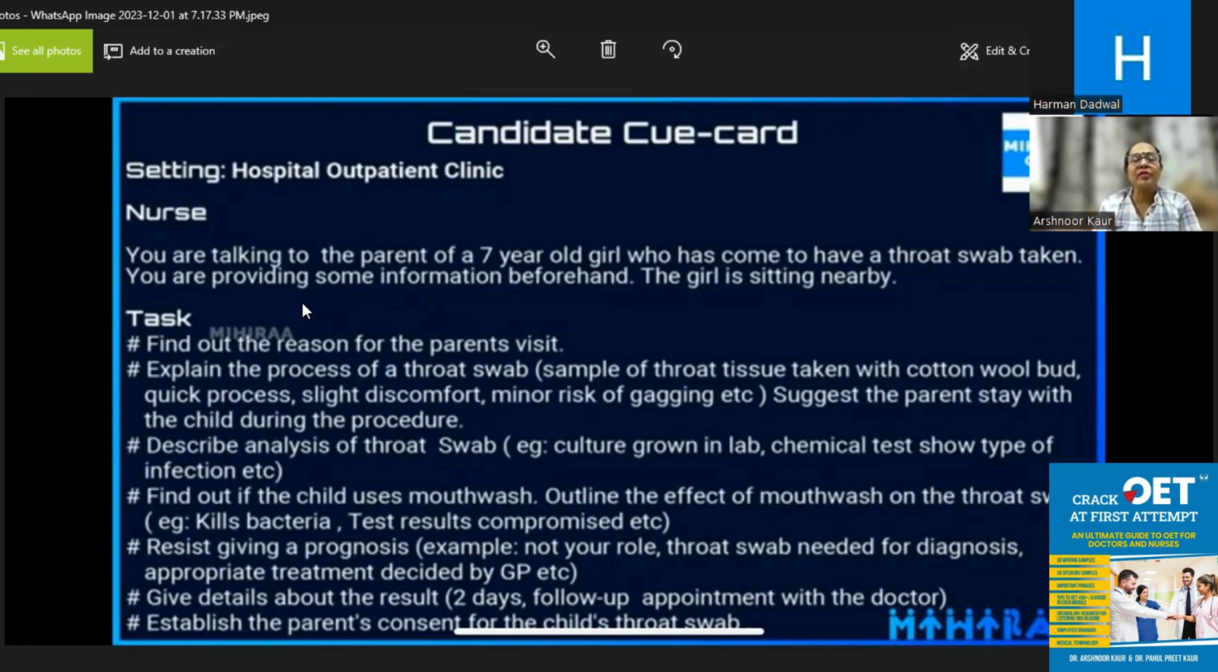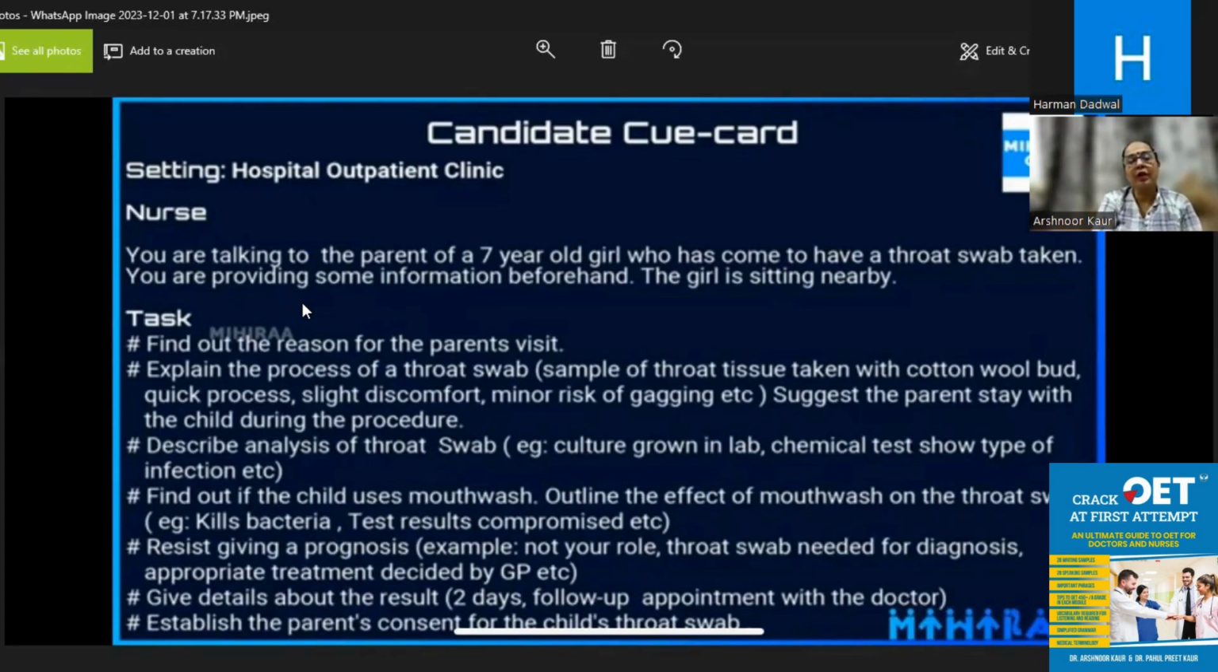The antibiotic which is required for that particular virus or bacteria, the type of infection, will be detected, and only then will the child get a proper response and be cured very soon. Now you have to ask her.